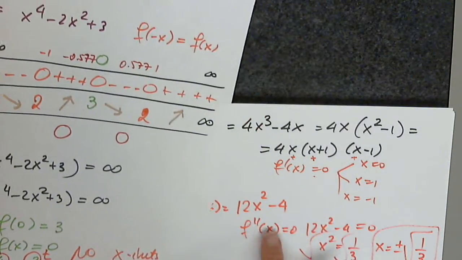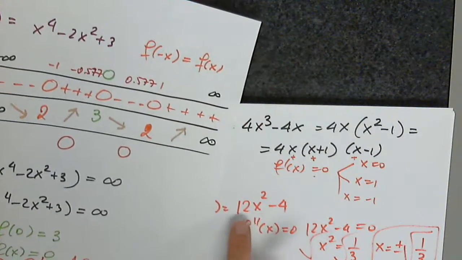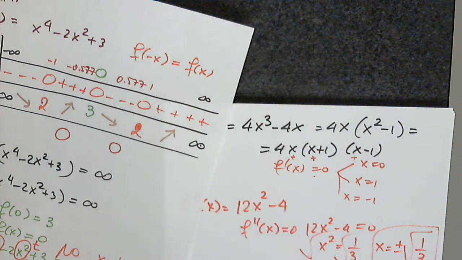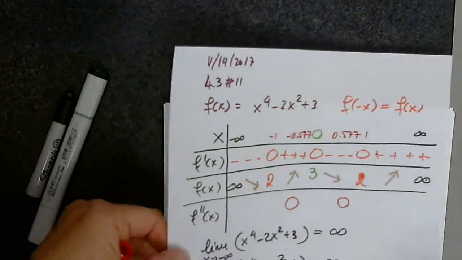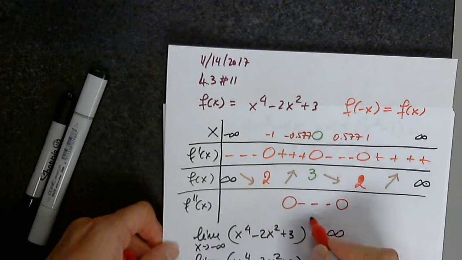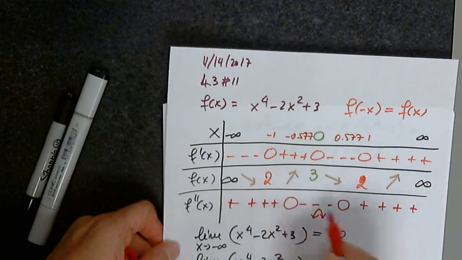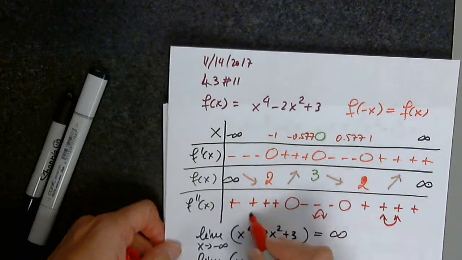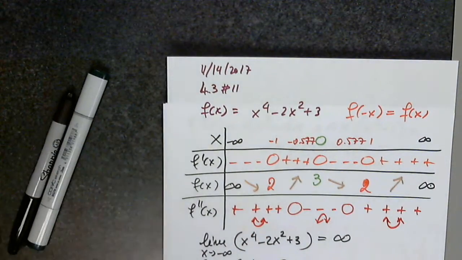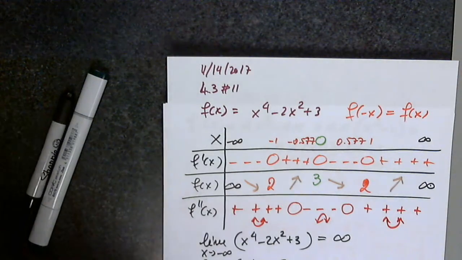Now I study the sign of this. It's quadratic. It has a positive leading coefficient. It must be positive outside and negative inside. But you can plug in a number if you want. If you plug in 0, you'll see it's negative. And outside will be positive. Plug in any number you want, and you'll see that. Okay. Now I have to identify max, min, and inflection points. And now I'm ready. After that, I'm ready to graph.